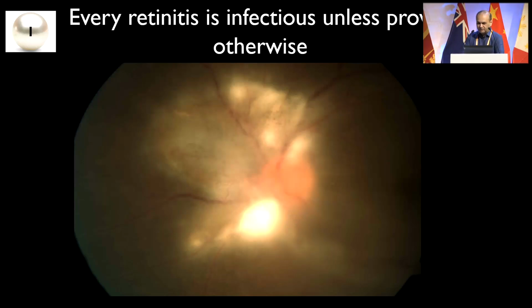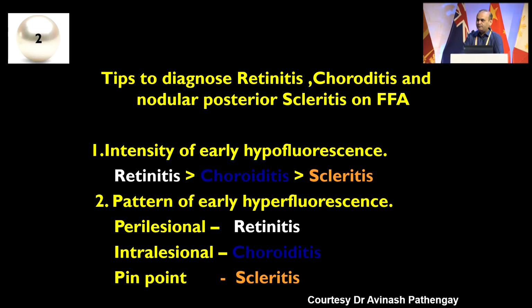Now, the second point in retinitis is that a lot of times people get confused whether you're dealing with a retinal involvement, a choroidal involvement, or a scleritis, and how can you identify that? A very important investigation, whenever you are in doubt, is an FFA, a fluorescein angiogram. It can help you identify whether you are dealing with a retinitis or a choroidal lesion. The things to look for are, number one, the intensity of early hypofluorescence, and then the pattern of early hyperfluorescence. So two things: intensity and pattern.